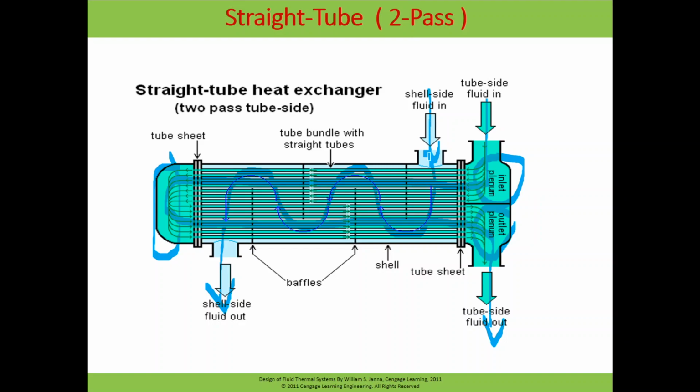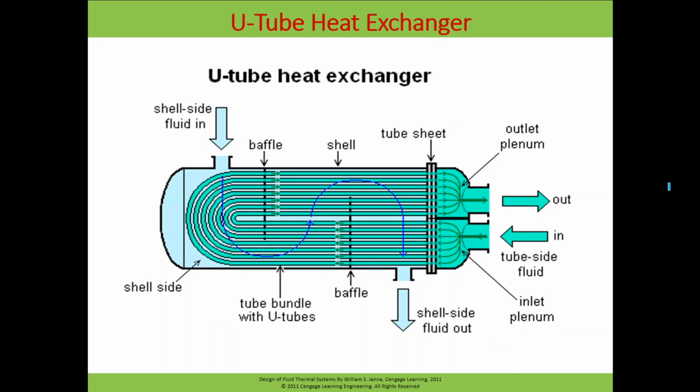Whereas the shell fluid is just moving on a single path, no repetition. But the tube fluid is going along the length of the heat exchanger, and then it is coming back. So this is called a two-pass shell and tube heat exchanger.